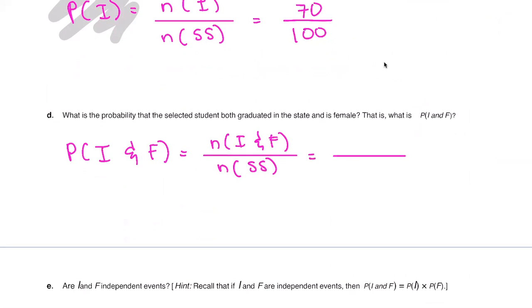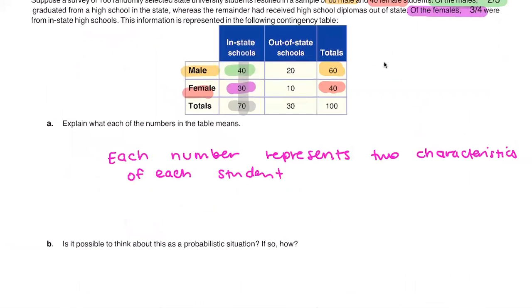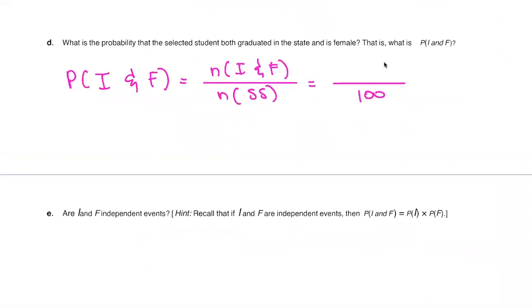Well, there's 100 students in total. I want students, and then let's use, instead of gray, we'll use brown. Students who are female and in-state. Notice the overlap happens at 30. So probability of in-state and female is 30 out of 100.